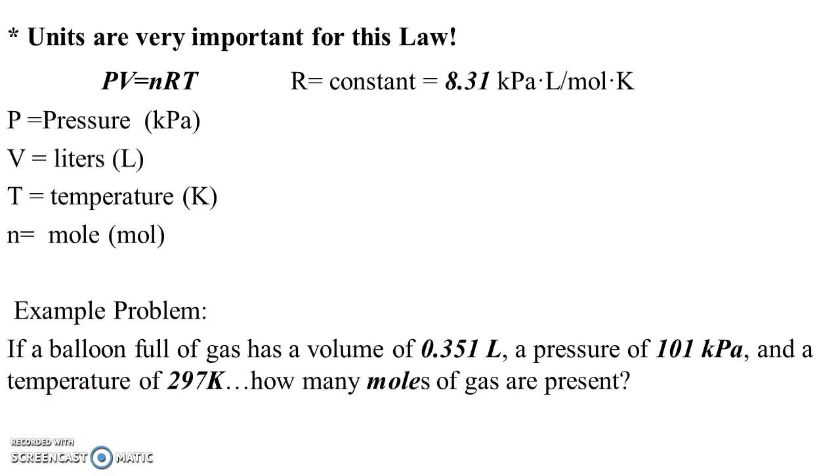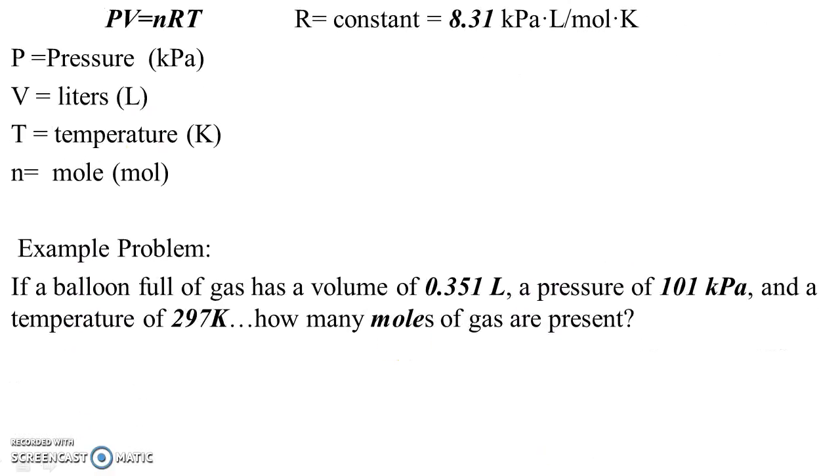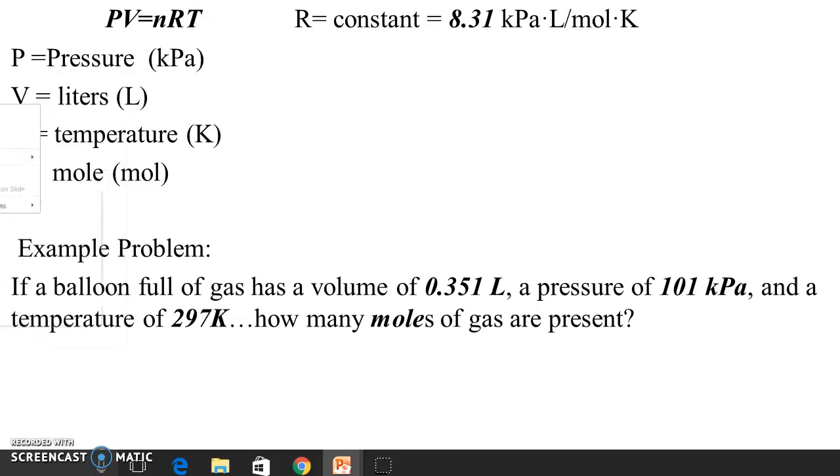All right, let's do this problem together. Again, feel free to pause or go back if I'm going too fast. Let me get my pointer. If a balloon full of gas has a volume of 0.351 liters, a pressure of 101 kilopascals, which is a unit of pressure, and a temperature of 297 Kelvin, how many moles of gas are present? Moles again is n.